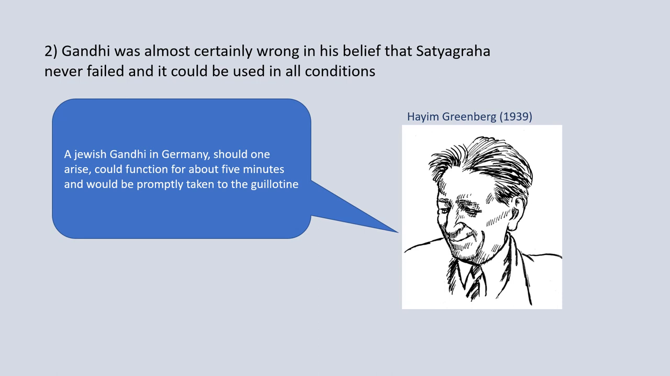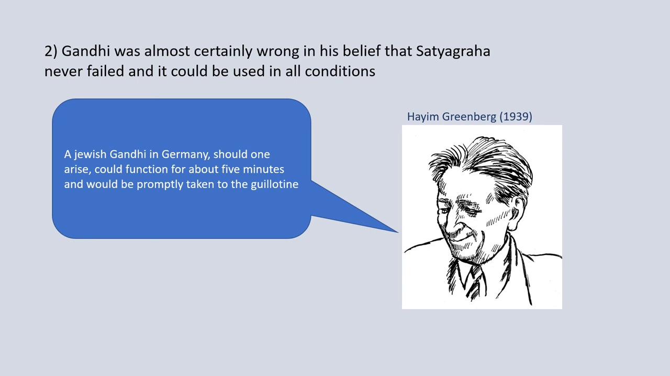Jews in Germany in the 1930s were about 1% of the population. So a very, very small and vulnerable population. You can imagine if they rose up publicly and took their struggle public in terms of a Satyagraha type civil disobedience, it would be very easy to round them up and execute them without much trouble. And in fact, that's the course that things took over the 1940s, as the Jews were rounded up and deported and exterminated.